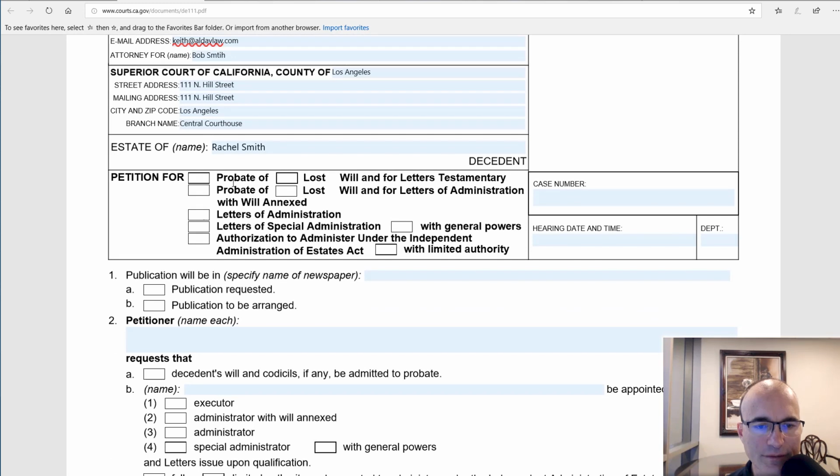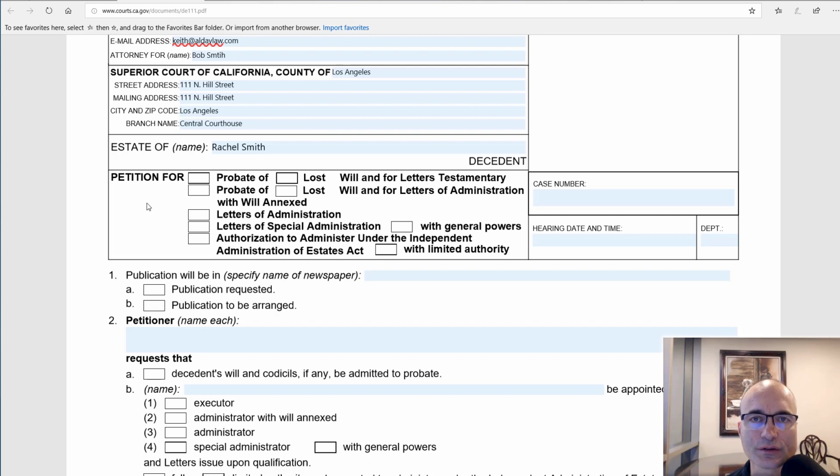Now, right off the bat, this section here where it says petition for, this is going to be a very confusing section if you don't understand these terms. So you really have to pay attention here. The form wants to know, are you filing a petition for probate of a will and for letters testamentary? Are you doing a probate of a will and for letters of administration with will annexed? Are you looking for letters of administration, letters of special administration with general powers, authorization to administer under the Independent Administration of Estates Act? Do you have a lost will? There's a lot going on here.